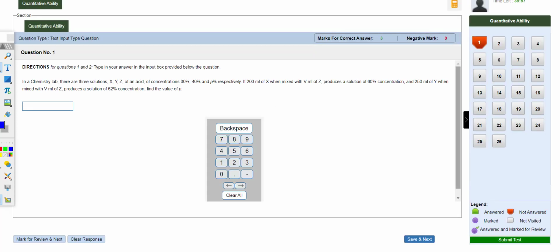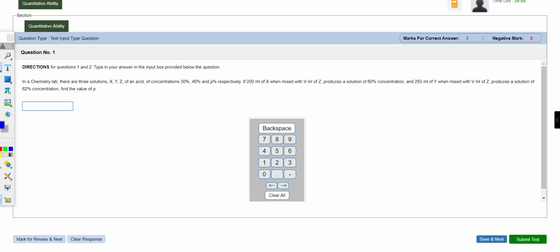Okay, so over here we will start with the first question. In a chemistry lab, there are three solutions X, Y, Z of an acid, with concentrations 30%, 40%, P%. 200 ml of X mixed with V ml of Z produces 60% concentration, and 250 ml of Y mixed with V ml of Z produces 62%.